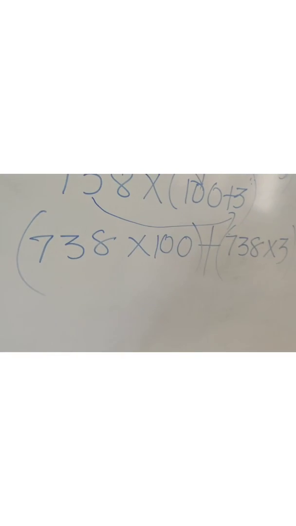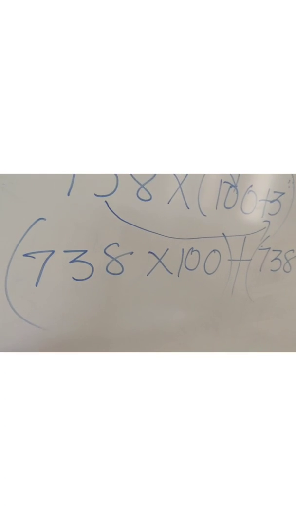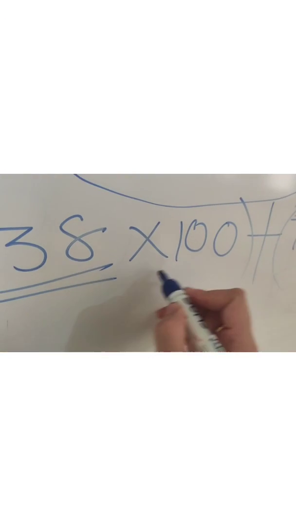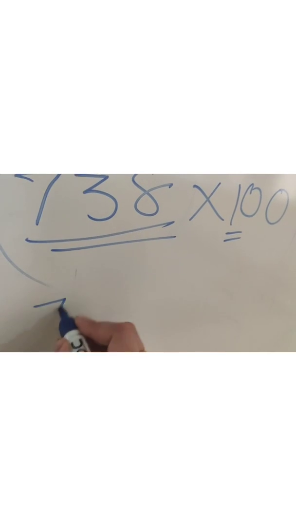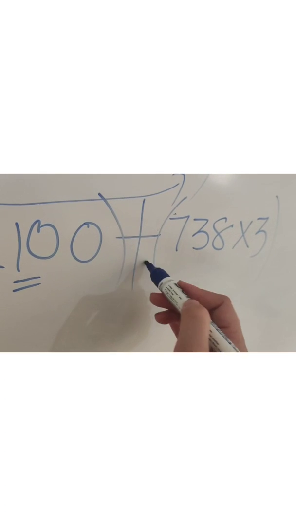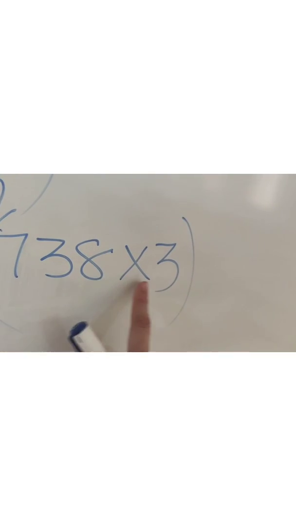Then what we are going to do? We are going to solve the brackets first. So 738 multiplied by 100. 738 ones are 738 and 2 zeros. Then this plus sign will be as it is, and 738 multiplied by 3. So you will multiply and check.